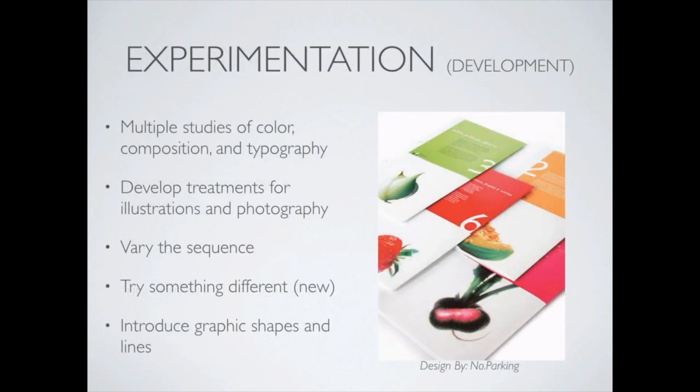Then we get into design development or experimentation. This is where we already have the main idea of the design. This is where we work out the details. We work through the different treatments. We talk about typography. What do the fonts look like? What are my layouts looking like? All of those things. Vary the sequence. Try something different. Introducing graphic shapes. All of those are ways of altering and manipulating and evolving the design. So we're trying and experimenting and working through those different ideas.